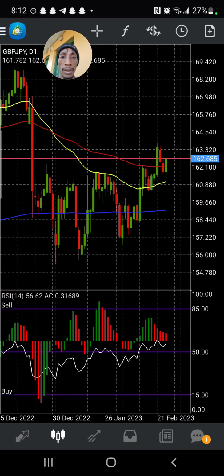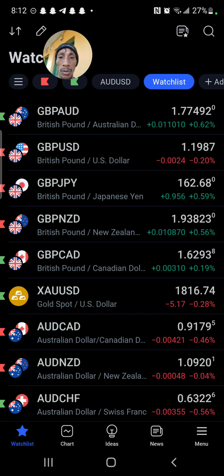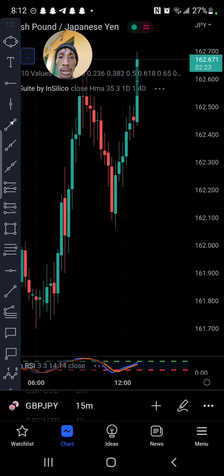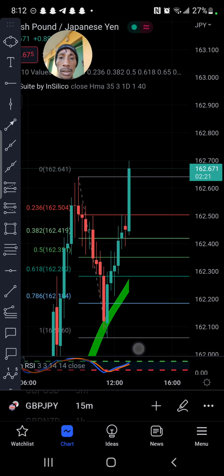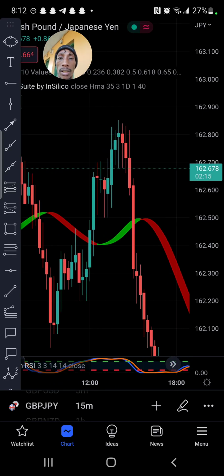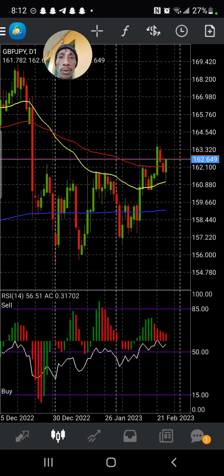So guys, I think GBP/JPY is still going to go up. Let me go back. This is TradingView, guys. This is what I use to do my analysis. This is still going up. I think it's trying to reach this level right here. So let me try to go for a couple.